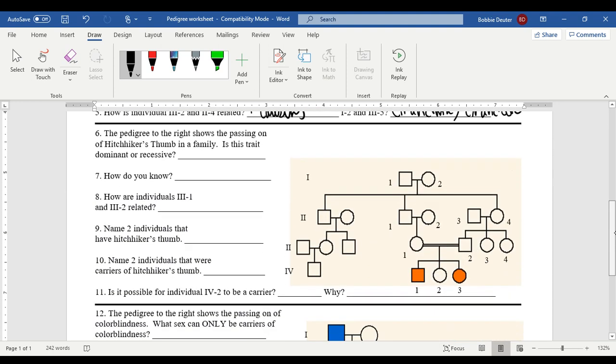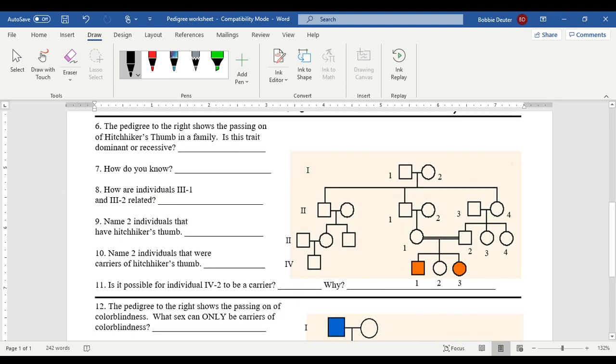Let's do one more. So this pedigree to the right is showing it's passing on hitchhiker's thumb. Is this trait dominant or recessive? Okay, so let's look at some stuff because we have some crazy stuff going on in here because you're seeing something new right now. So this new thing, that one's new. That's a double line.